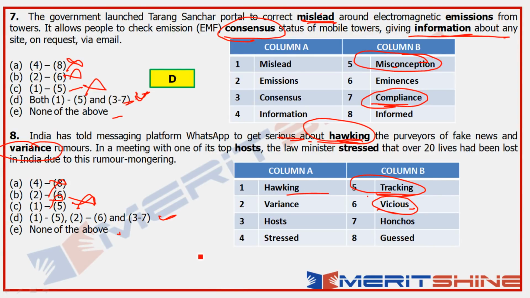See, 3 7 has to be there, 4 8 has to be checked, but still we'll check both of them. In the meeting with one of its top honchos, what is honchos in a company? Honchos or honkos, as you can say in any way, means the top management guys in the company. So that would be there.